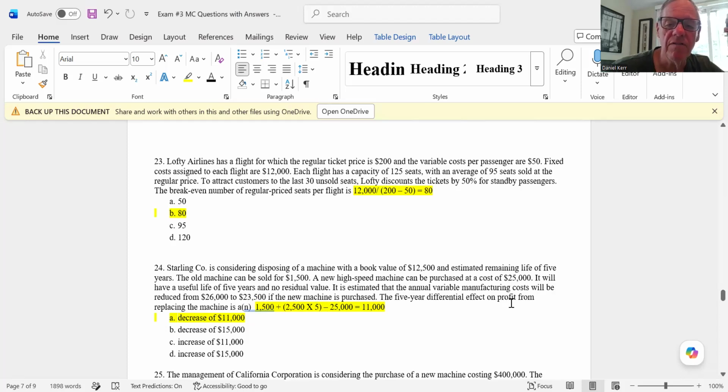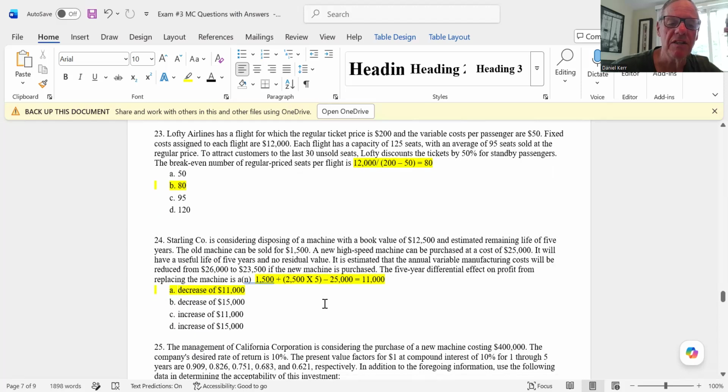The 5-year differential effect on profit for replacing the machine is, so you got $1,500 from selling the old machine. Here's your savings: you're going to save $2,500 for 5 years, but you're going to have to pay $25,000 for the new machine. So the incremental effect on profits is $1,500 plus 2,500 times 5, which would be the savings, minus the cost of the machine, $25,000. So you're actually going to decrease profits by investing in a new machine by $11,000. So the answer there is A.